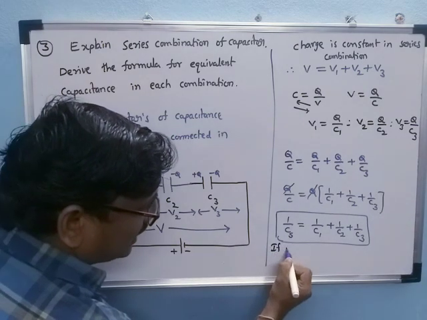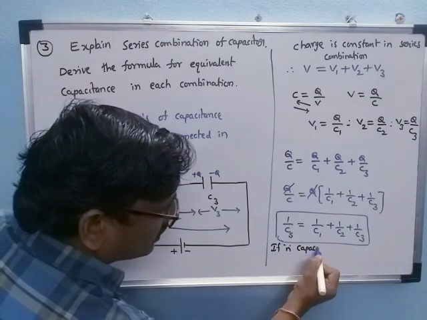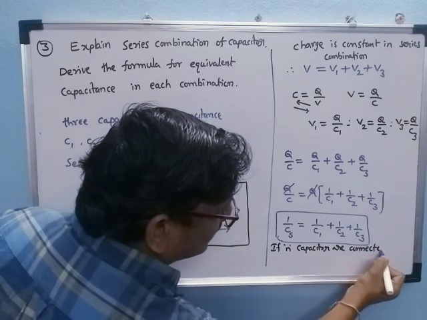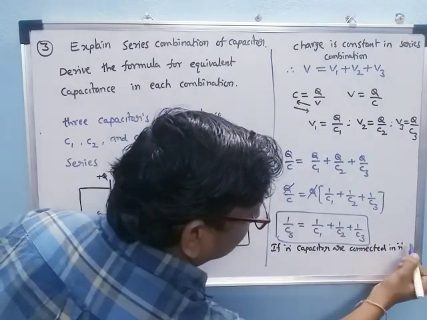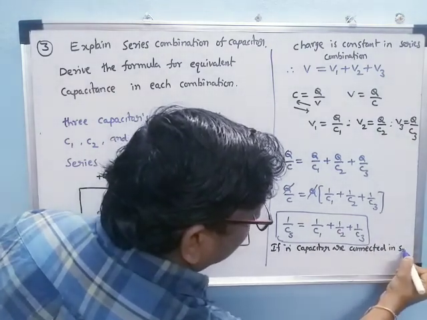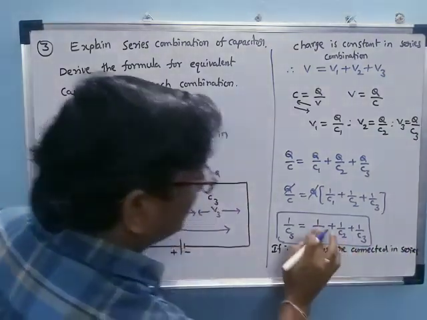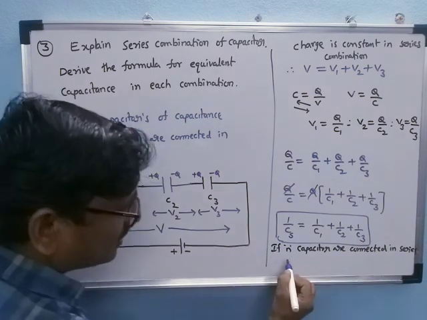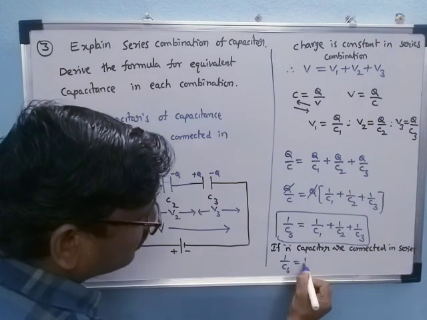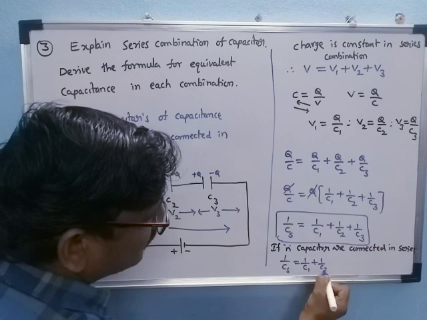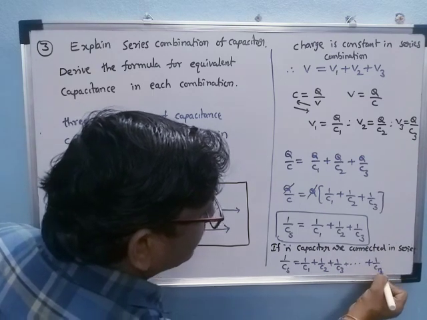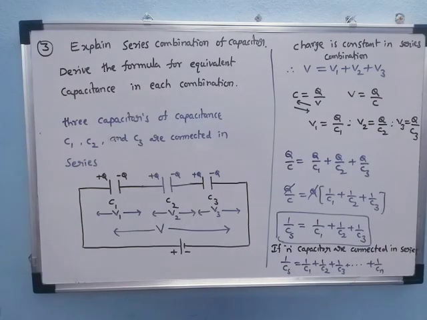If n capacitors are connected in series. Earlier we connected only three capacitors, that's why we wrote 1 by C1 plus 1 by C2 plus 1 by C3. But if it is connected with n capacitors, then 1 by Cs is equal to 1 by C1 plus 1 by C2 plus 1 by C3 and so on up to 1 by Cn. This is the formula.